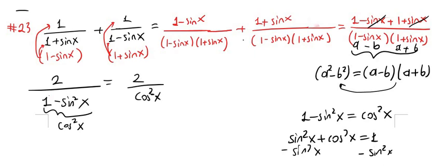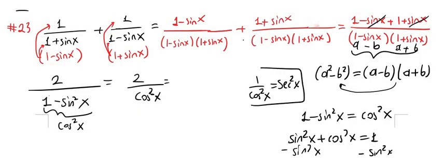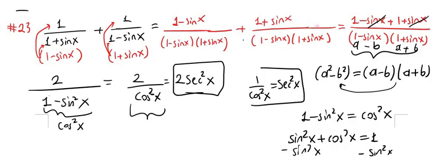What is 1 over cosine squared of x? We know that 1 over cosine squared of x is secant squared of x by the reciprocal identity. So here I can write 2 times secant squared of x. That's my final answer. Because this fraction is 2 times 1 over cosine squared of x, which is 2 times secant squared of x.